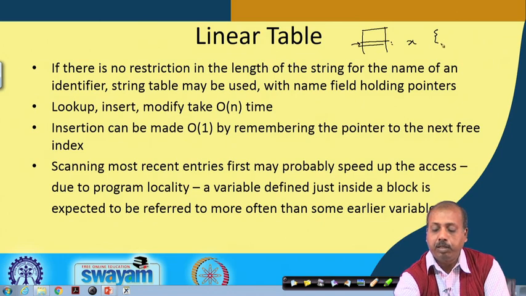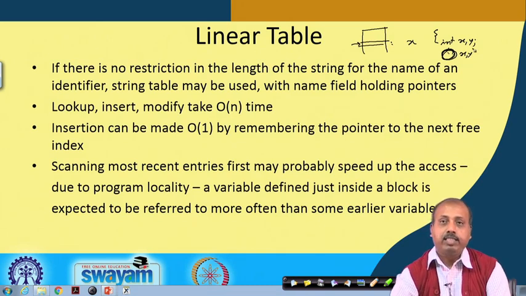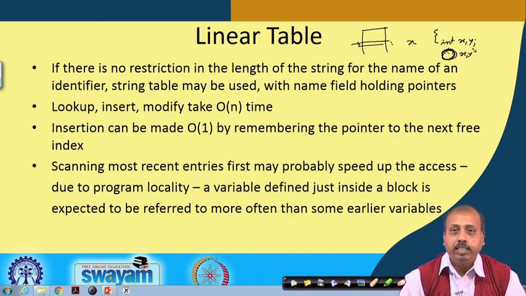Like if this is a C program and I have got a block like this where the variables x and y have been defined, then in this part of the code it is very likely that it will be referring to the variables x and y. So, if I can somehow make x and y easily accessible, then my compilation speed will be better, because the entire symbol table need not be searched. Searching the first few entries itself, we can get the x and y variables.